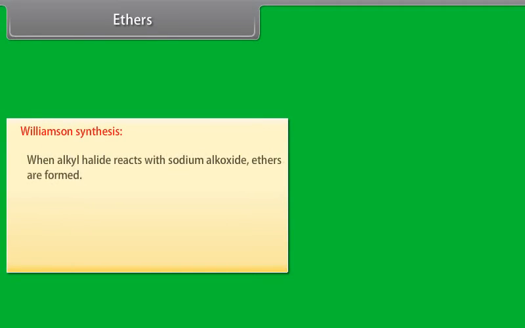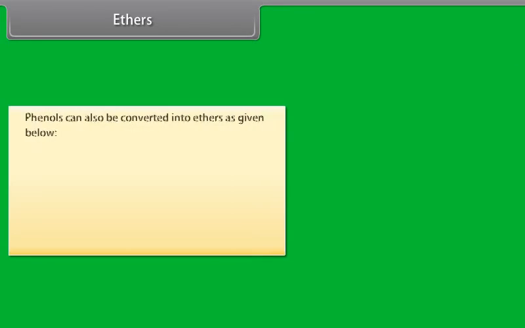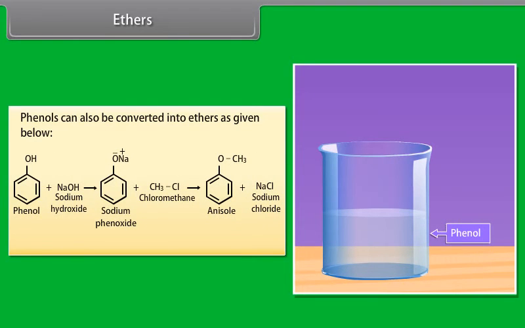Properties. Ethanol is a colorless, volatile liquid with a pleasing smell and burning taste, miscible with water in all proportions. Uses: as an antiseptic in the form of rectified spirit, as an antifreeze in the radiators of automobiles, and in spirit lamps, stoves, thermometers and spirit levels.